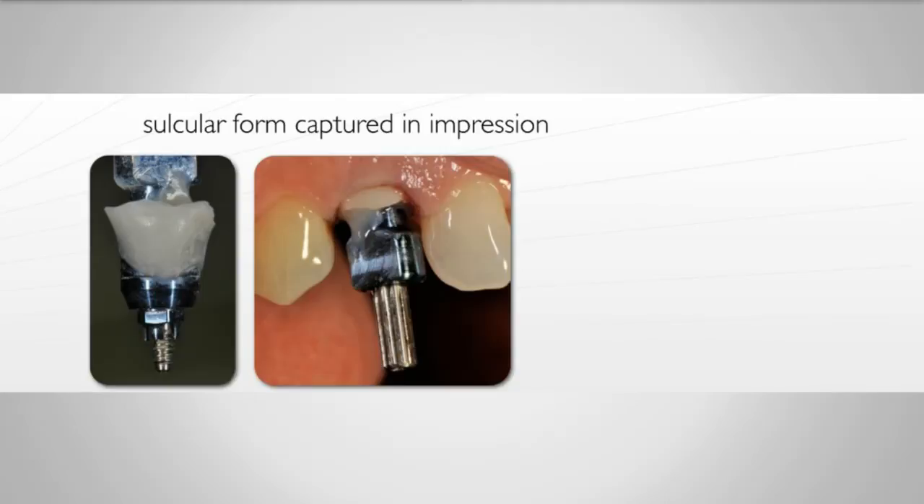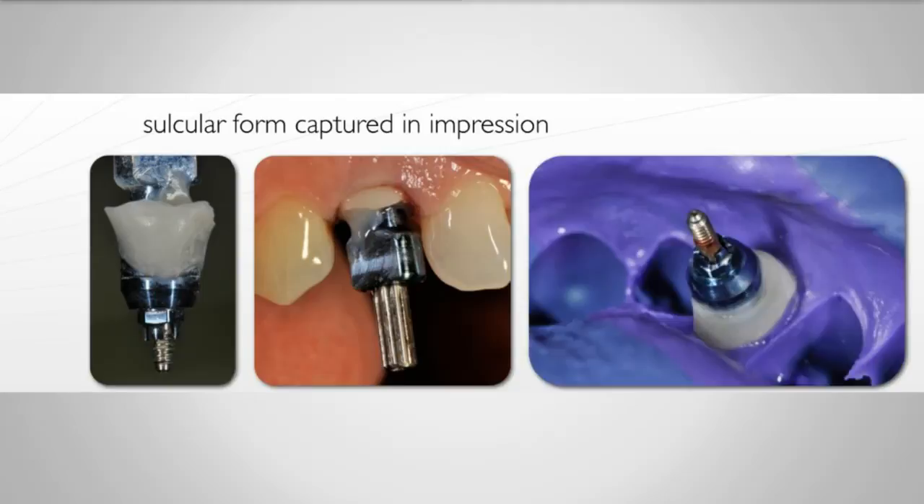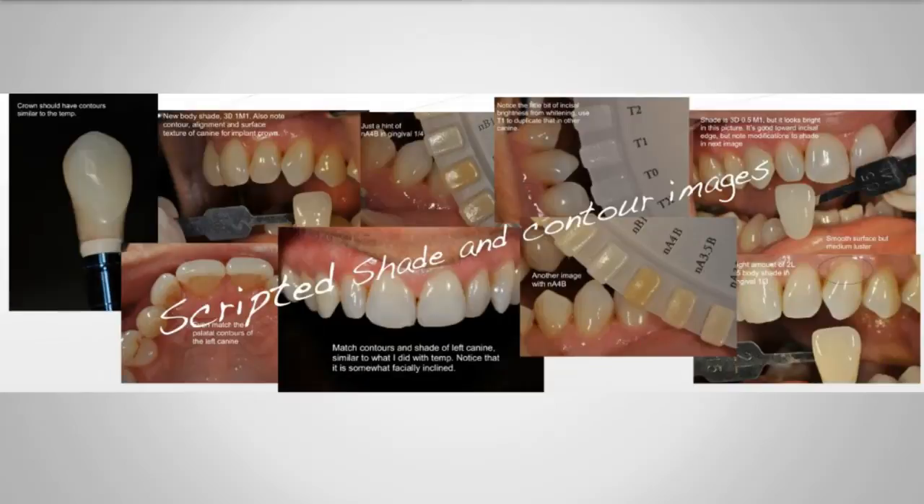Then you make your final impression, and you take it out, and you can see you've got all this nice subgingival form, and the lab now pours that up with a gingival matrix with a soft tissue cast, and they simply have to fill that void. They don't have to guess or estimate what the contour should be. This is critical to me too. It's a technique that I call scripted shade and contour images.